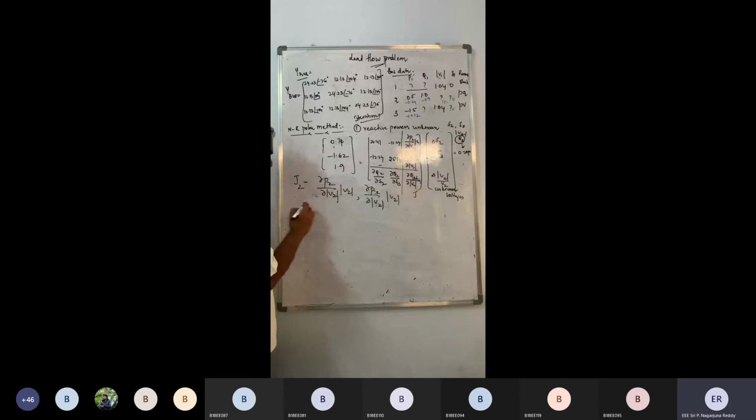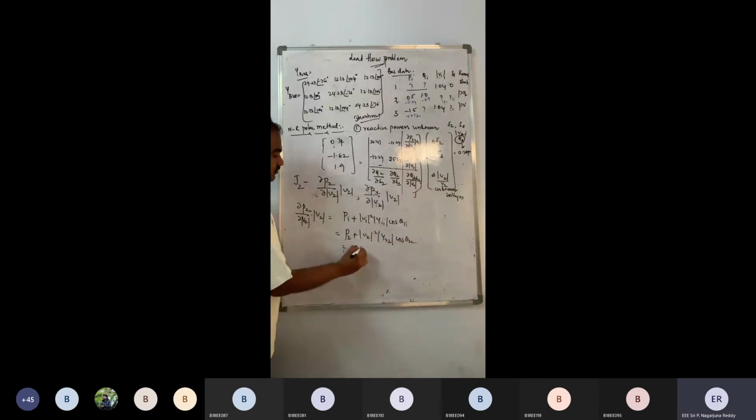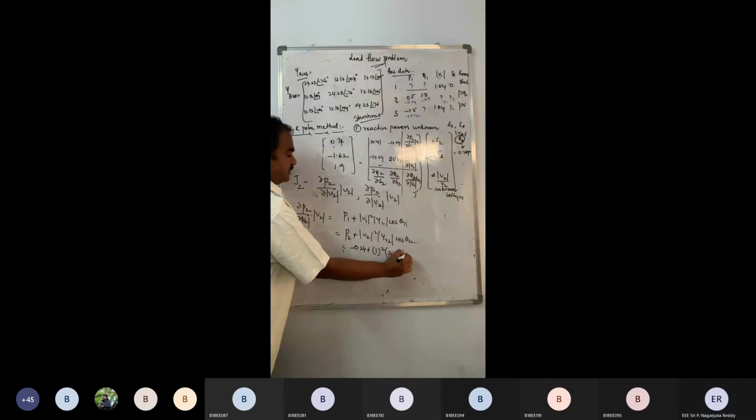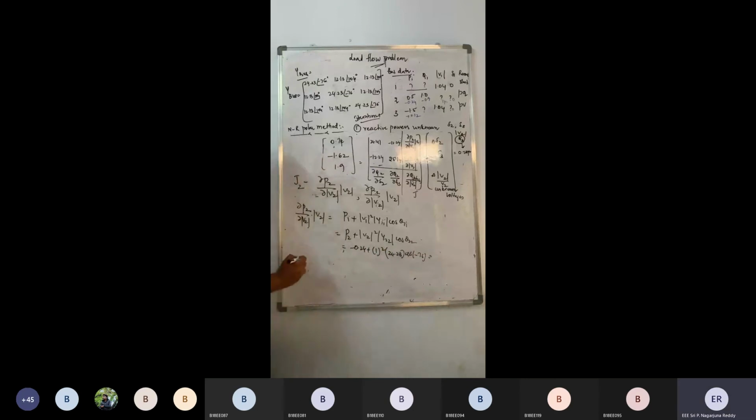With respect to I, what is the formula? Pi plus Vi square Yii cos theta ii. So with this, it is going to be P2 plus V2 square Y22 cos theta. So P2 we have calculated as minus 0.24. V2 is 1, Y22 is 24.23 because of minus 76. Can somebody give me this value?